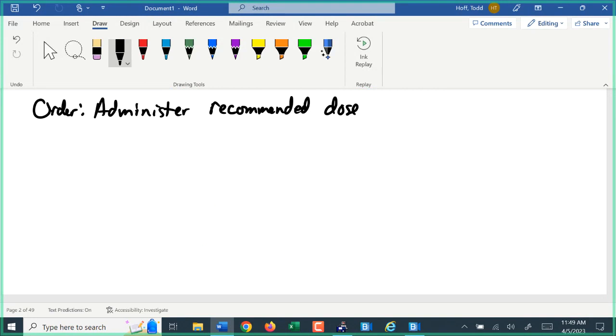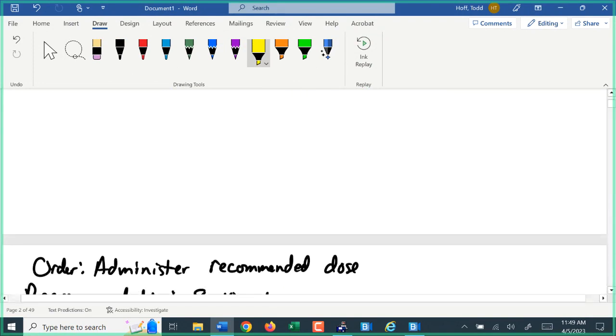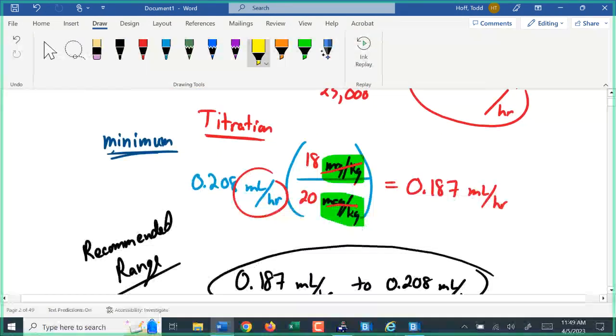So again, that's telling us, look at the recommendation either on the label or in a reference, some sort of medical reference, telling us what safe dosages are. In this case, it's 8 to 10 milligrams per kilogram per 8 hours. So there's a change here. This is 8 hours. Up above that was per hour.